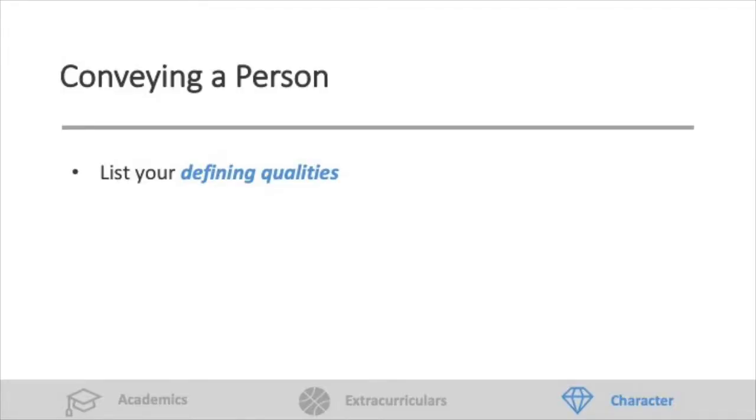So how do we take a random essay prompt, like "tell me about a time you faced a challenge and how that grew you?" That's a really big thing, right? What I find helpful is listing first your defining qualities. Like, are you someone who works hard? Are you someone who's kind? Write those out first.